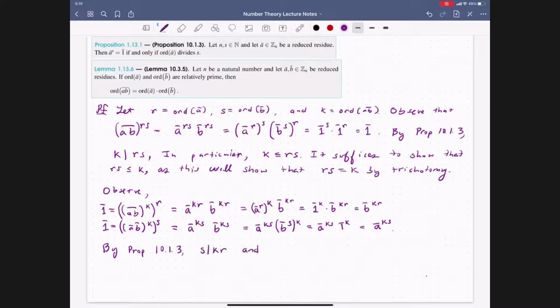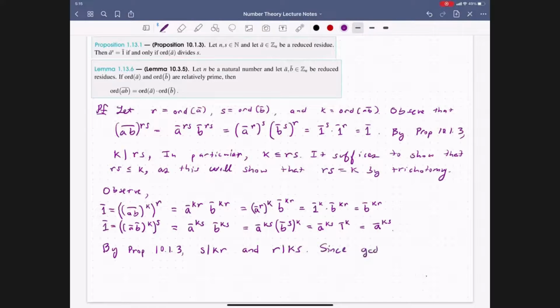And we also have from the second one over here that a bar to the ks is equal to 1 bar. Proposition 10(1)(3) in that situation tells us that the order of a bar, which is r, divides ks. So we have this here. But we know that s and r are relatively prime. That's part of our assumption, that the order of a bar and the order of b bar are relatively prime. So we know that r and s are relatively prime.